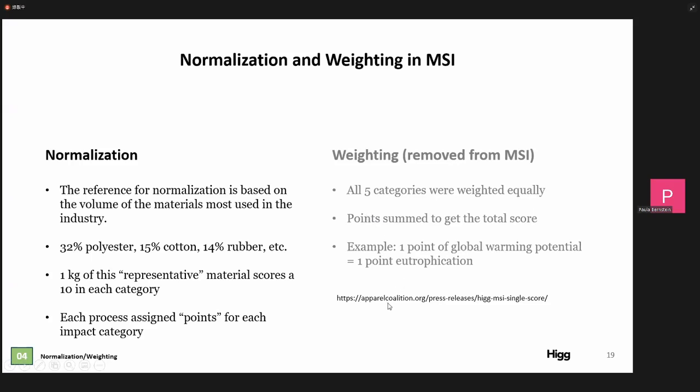I do have a link here to the press release of why we decided to remove the single score, which I was in complete support of. Basically, instead of looking at that single score, removing it forces users to look at the individual impact categories and sort of weigh those trade-offs that I was describing at the beginning of the presentation.